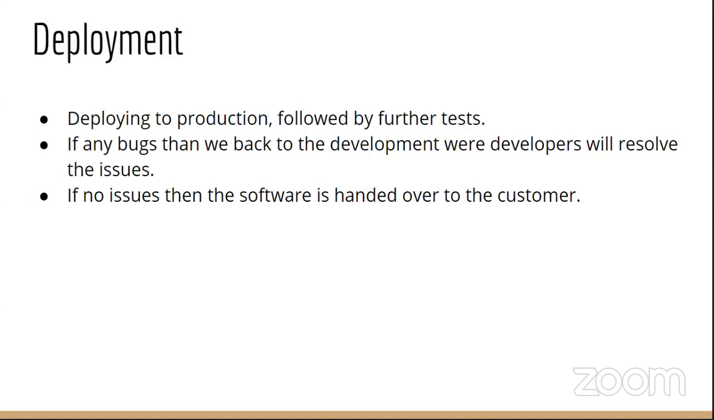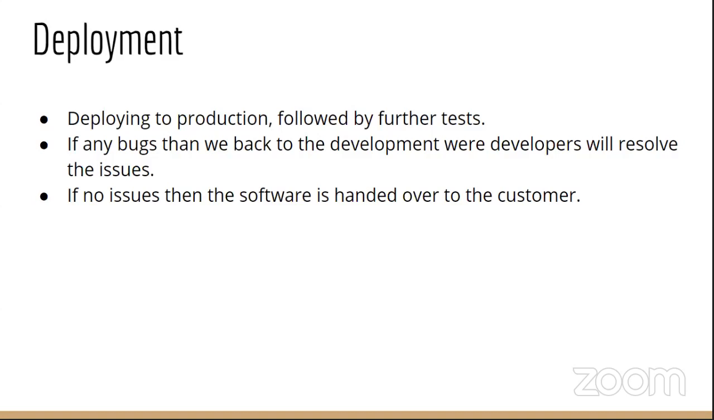To find any bugs, if there are any, it will be brought back to the developers, and the developers will take that code and further fix the issue and send it back to staging, and then to development, and then to production. That's how the entire cycle works.